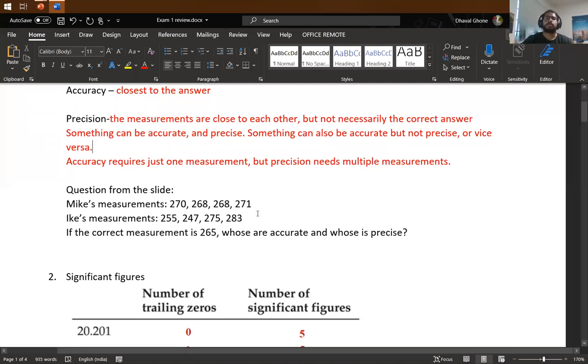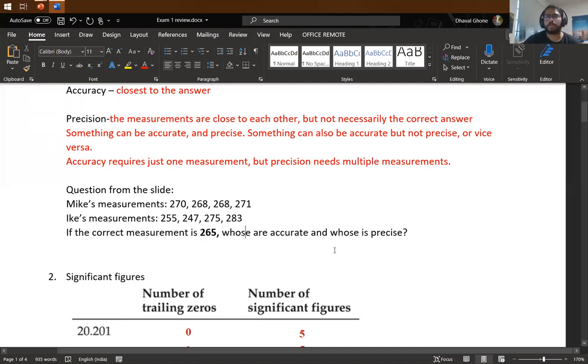I've changed the numbers up a bit, but the question remains the same: Mike and I tried measuring the number of grains in a rice bowl and they had 4 measurements. These are the numbers given to you. The correct measurement is 265. The question is whose measurements were accurate, precise, or both. So go ahead and pause the video, find a way to compare accuracy and precision for both answers, and then come back to the video and we'll solve it.